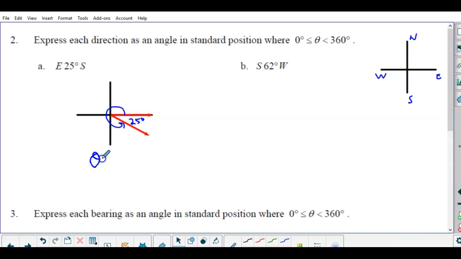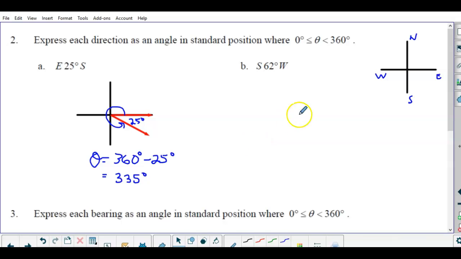So your angle in standard position is going to be 360 minus 25. Okay, so that's 335.